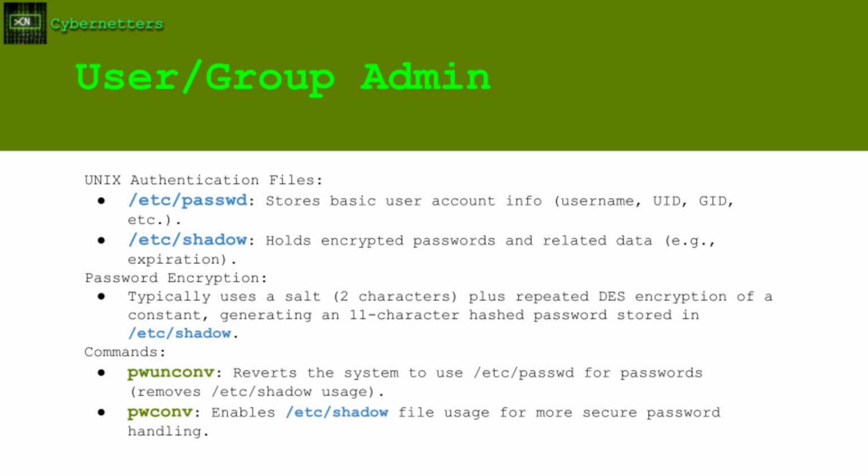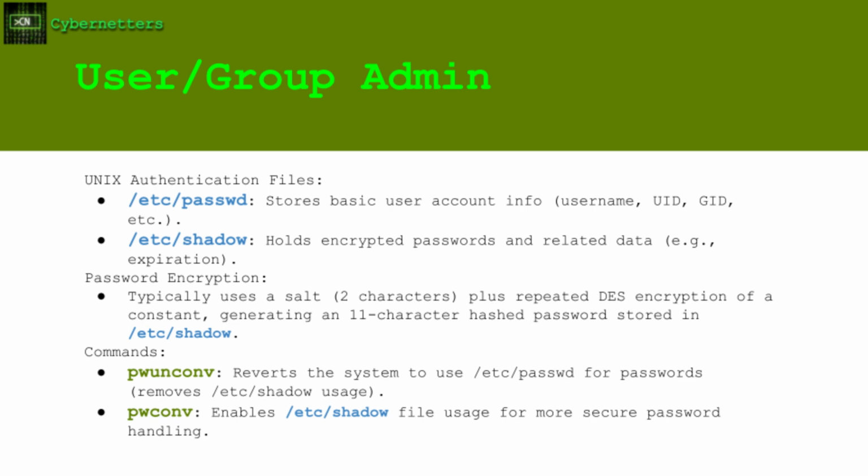Alright, let's talk about user and group administration in Unix. Now, when we're dealing with user accounts, there are two key files that you need to know. First up, we have /etc/passwd, which is where the system keeps track of the user accounts. Things like usernames, user IDs, group IDs, and home directories. But here's the catch: it is readable by anyone on the system, which is a huge security risk if passwords were stored here. That's why we have /etc/shadow.